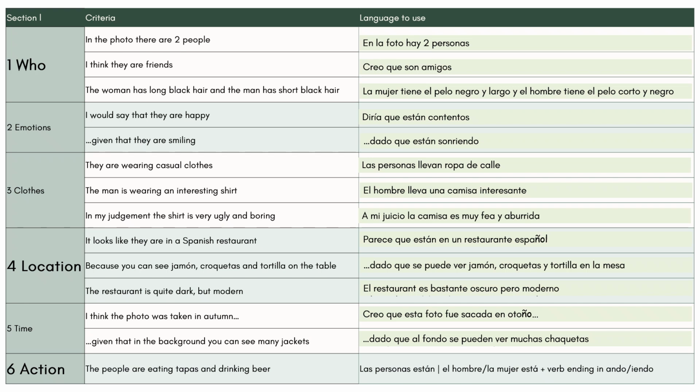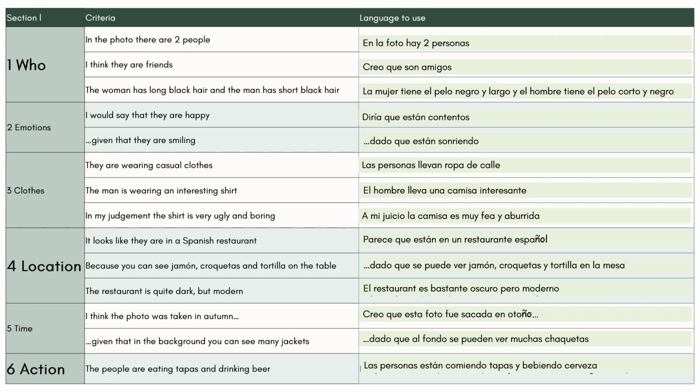The people are eating tapas and drinking beer. And remember to go and check out that video on the present continuous if you weren't sure about how to form this, or if when you see the answer it's not correct. Las personas están comiendo tapas y bebiendo cerveza. So that video was linked earlier. If you need to have a look, it's the present continuous tense to help you with the formation of that.